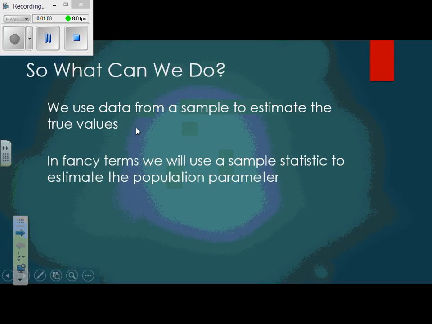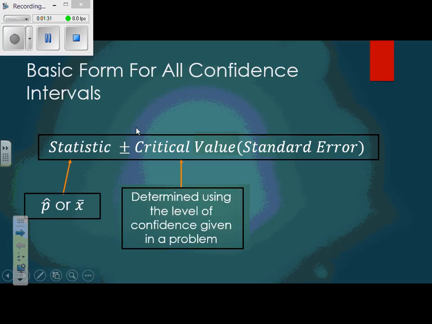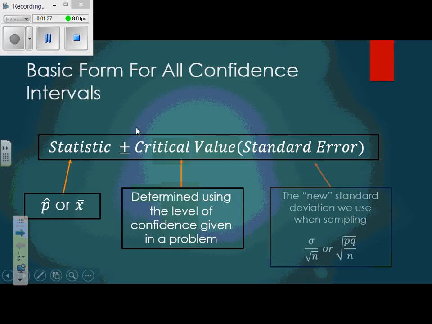So in fancy terms, using all the statistical terms, we'll use a sample statistic like a p-hat or an x-bar, a proportion from a sample or a mean from a sample, to estimate a population parameter. So the basic form for all confidence intervals, we're going to take our statistic, which is like that p-hat or that x-bar. We're going to add and subtract a little bit. So this critical value is determined using a level of confidence. Typically that's given in a problem. And then this idea of standard error, which we've just been calling kind of the new standard deviation. We've done sigma over square root of n or pq over n because we did a sample. Remember, we always divided back through by the square root of n.